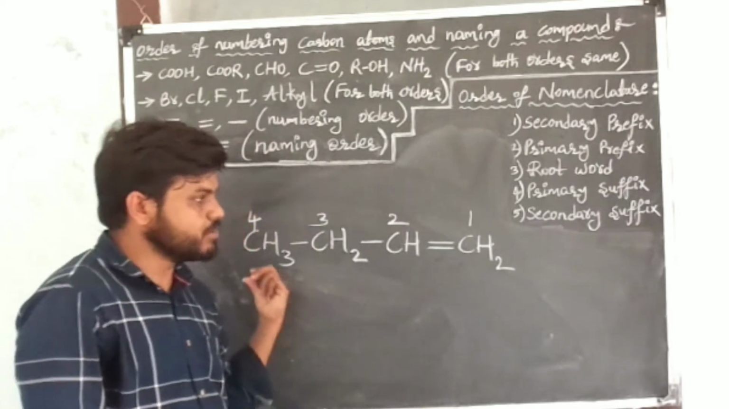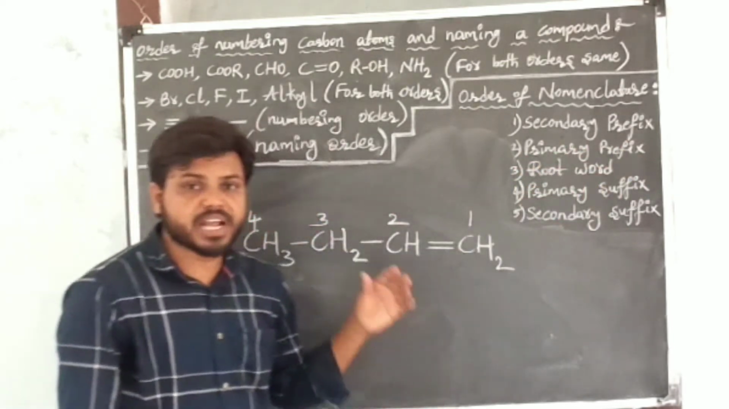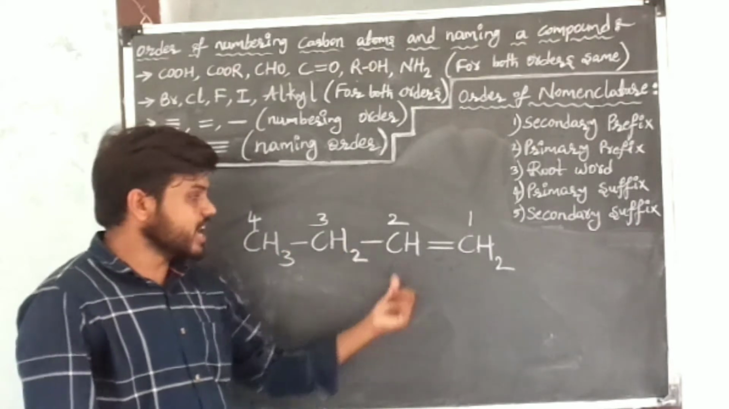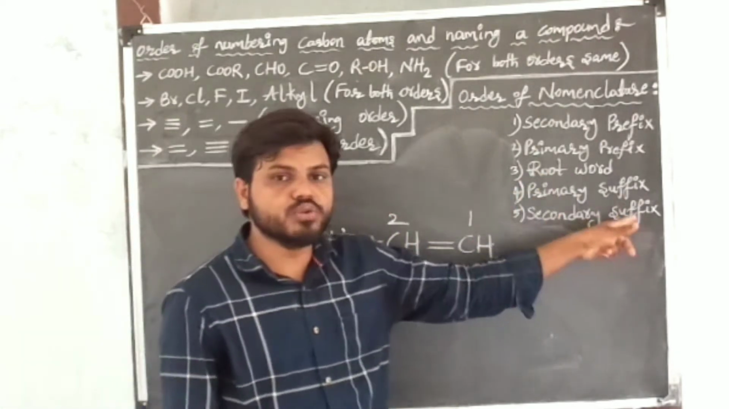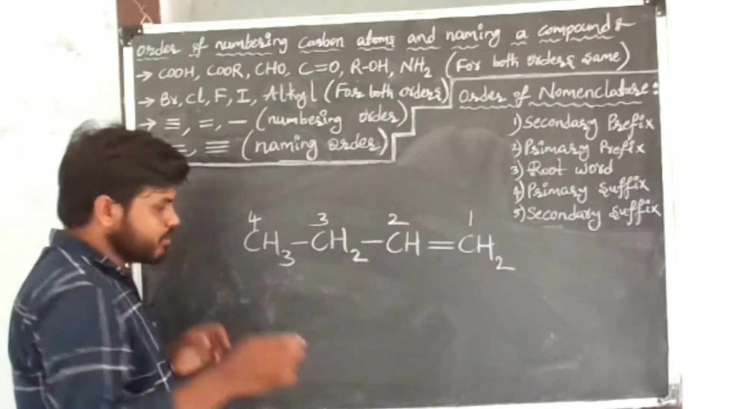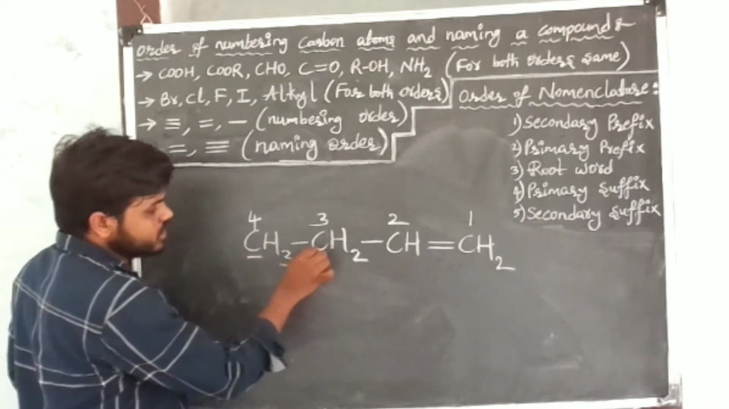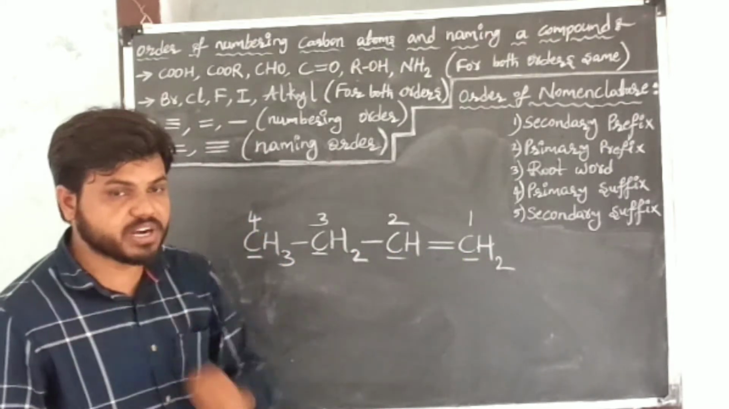The substituents are not present in the given carbon compound. Then go to the primary prefix. Primary prefix means cyclic. Cyclic is also not present in the given carbon compound. Then go to the root word. Root word means the number of carbon atoms. In the given carbon compound, there are 4 carbons: 1, 2, 3, 4.